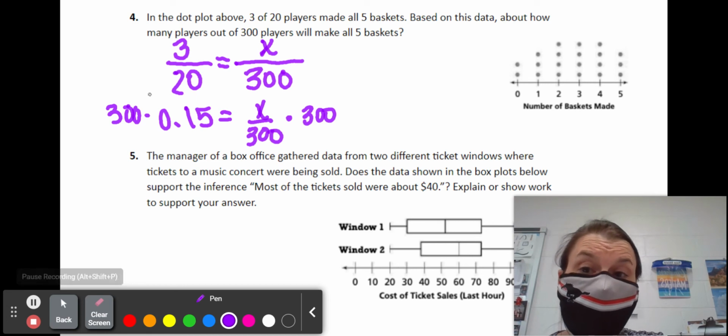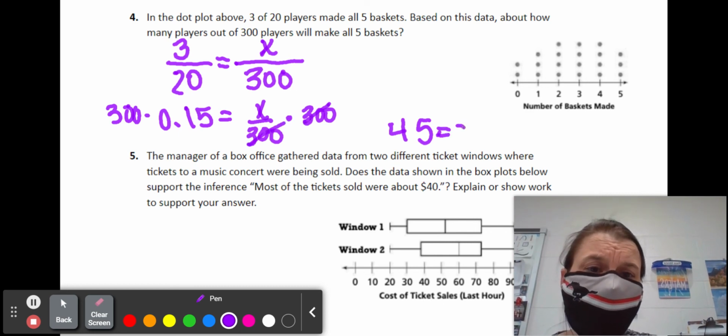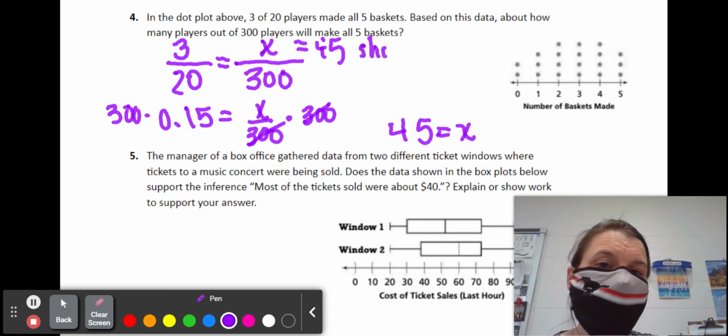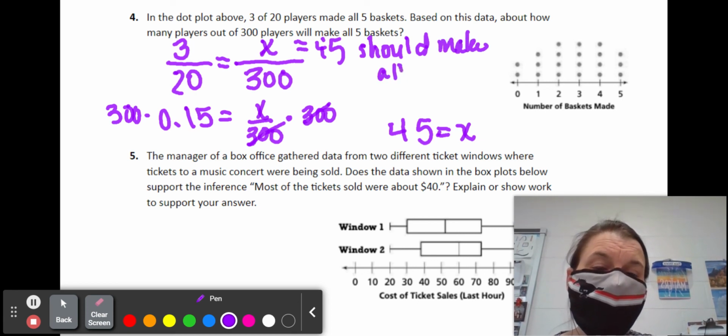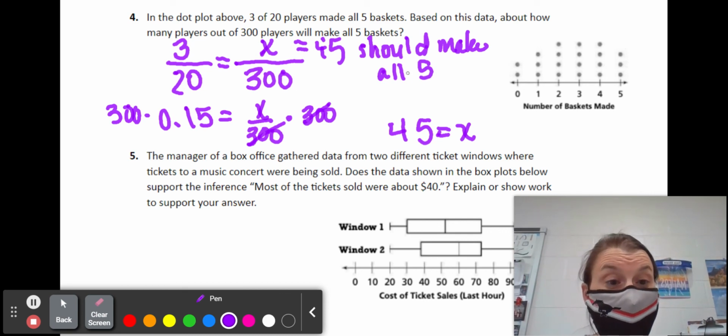Anyway, so now I'm going to multiply on the left. I'm going to multiply 300 by 0.15, and I get 45. I don't have room to write it down. And by multiplying by 300, these 300s cancel out. So I have 45 equals x. So this 45 represents the number of people who we predict would make all 5 baskets. So about 45, because it's not exact. So 45 should make all 5. So that is how we set up a ratio, equal ratios, to be able to make predictions.